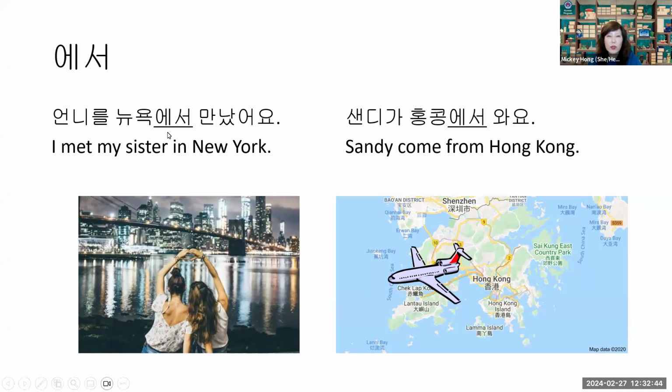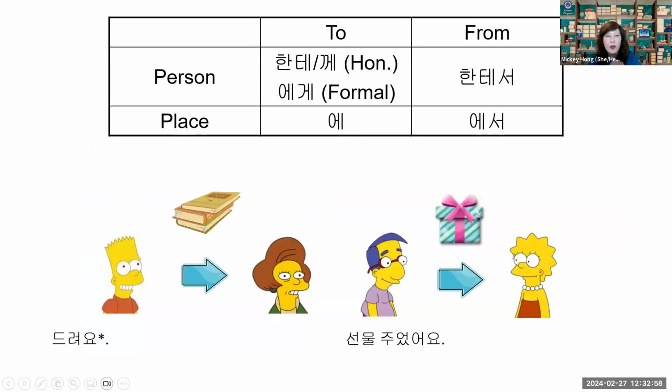Okay, when it's used with a dynamic verb, it means that's where the location of the action or process is taking place. Or when it's used with a locomotion verb, 에서 indicates the starting point. Again, a chart indicating when it's with a person, you use 한테 to a person, 께 for honorific, those who are older or superior. 에게 is a more formal context. 한테서 is from a person. When you're going to a location, place, 에. When you are starting from a place, 에서.